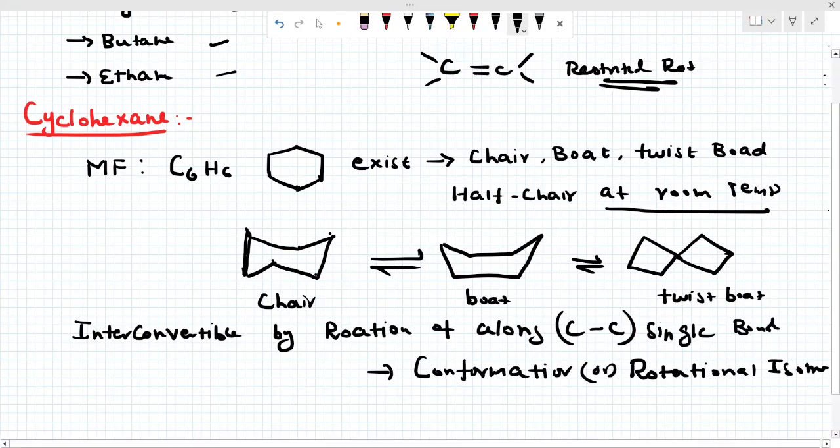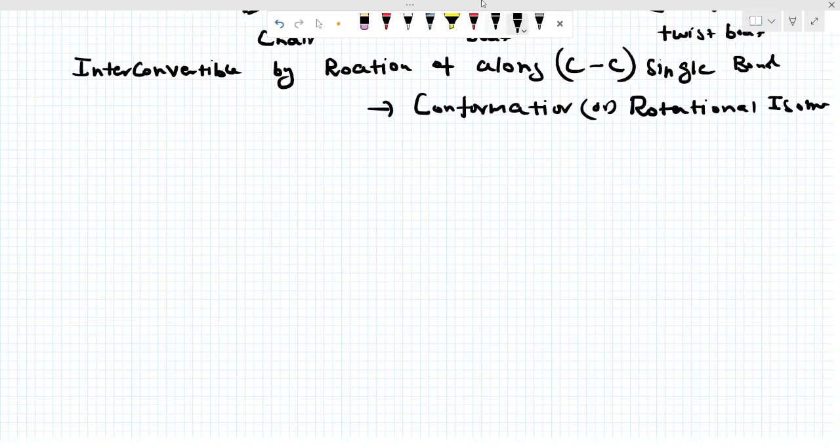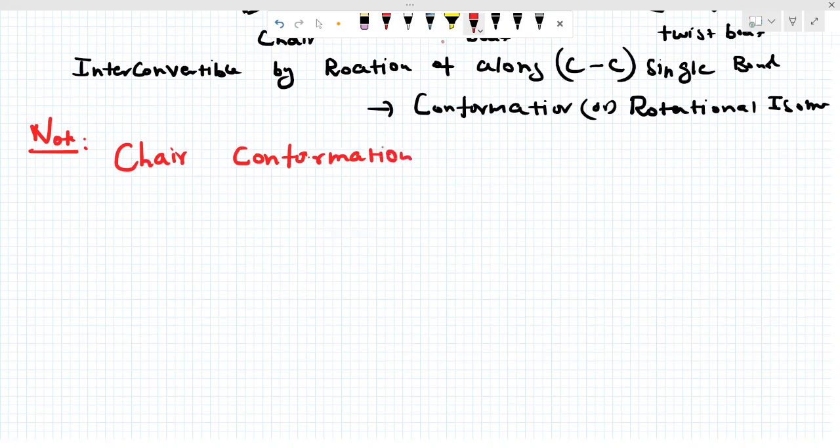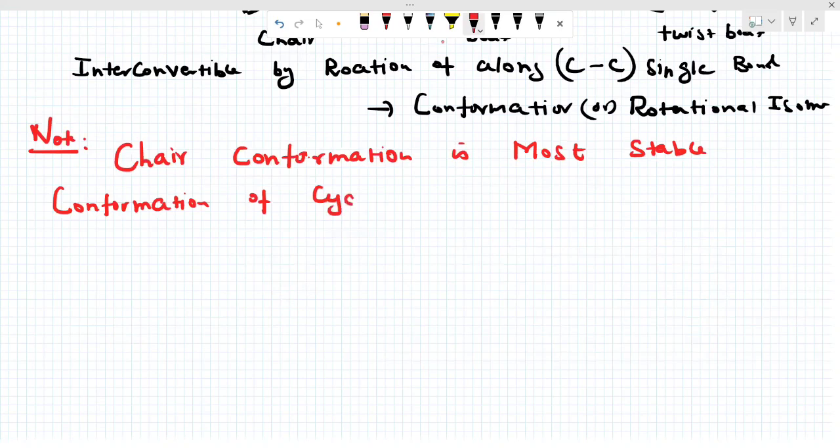Now I'm going to focus only on the chair form, which is the most stable form. Please note, the chair form is very important. The chair conformation is the most stable conformation of cyclohexane.